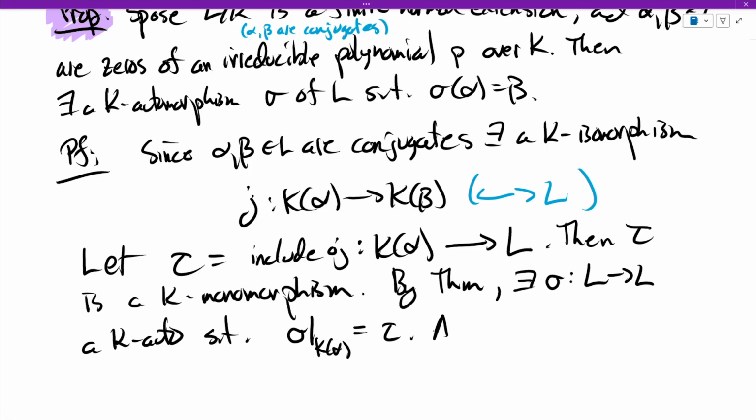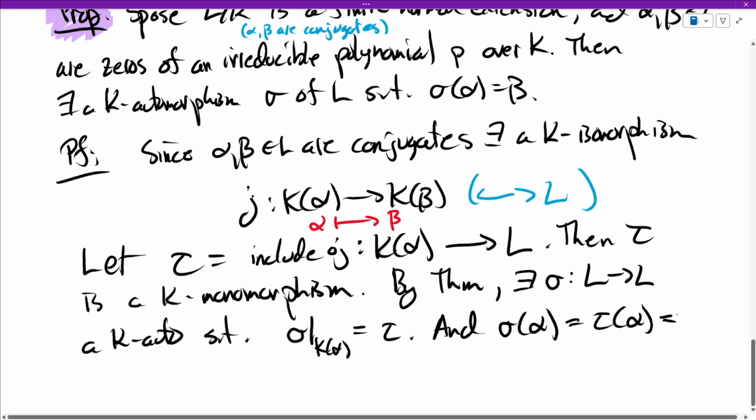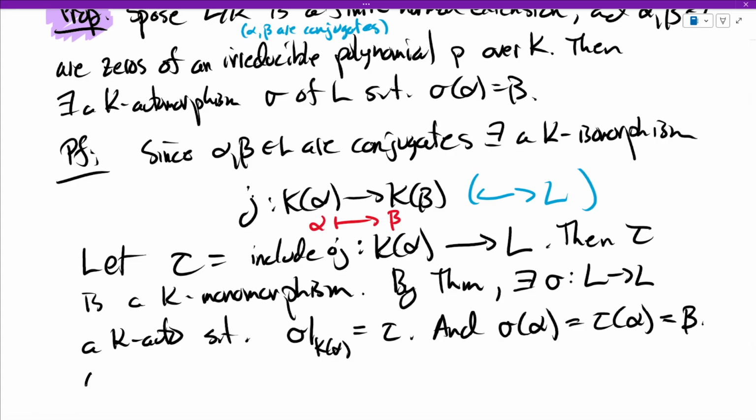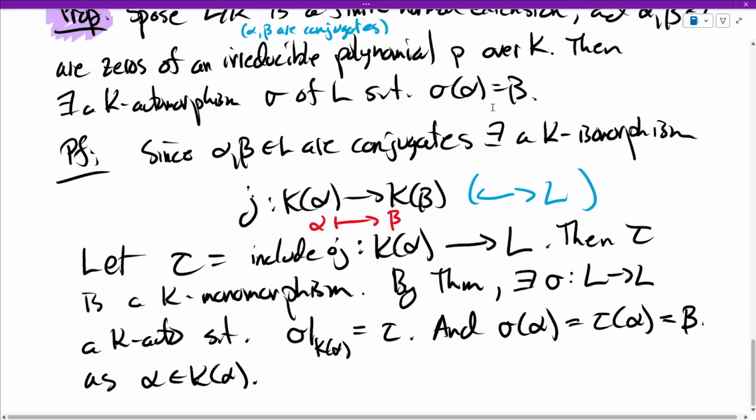So let's say sigma of alpha. Alpha is in K adjoint alpha. So that's tau of alpha. And what's tau of alpha? Tau of alpha is do J and then include into L. What does J do? J, sorry, I didn't clarify here. When they're conjugates, alpha goes to beta. So J sends alpha to beta, and then tau does that and then includes into L. So this is just going to be beta. And that's what we wanted to show.